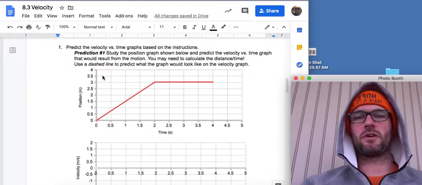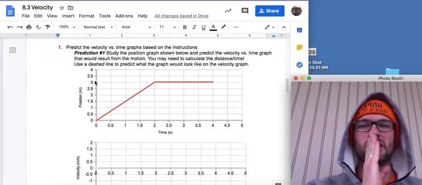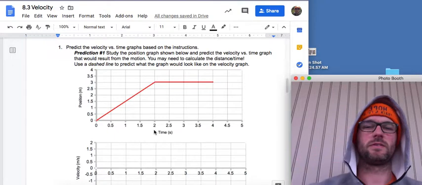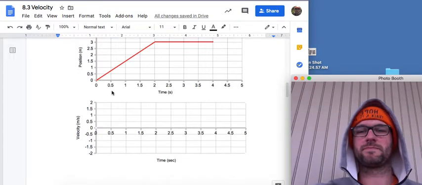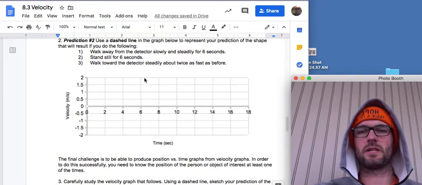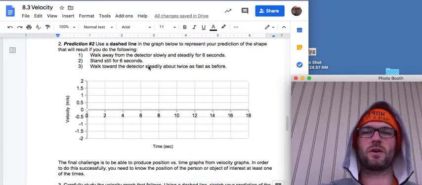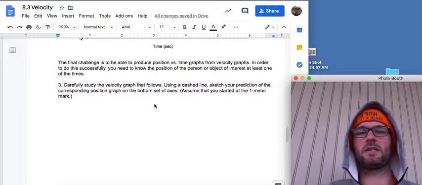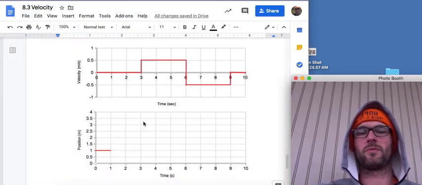You have to try and figure out, what's the velocity here? I'll give you a hint. Divide the distance by the time, and you can figure out what the velocity should be for this line. It's asking you to draw on this graph what you think the velocity graph would be. You scroll down and it says, here's some written description for walking away, standing still, and then walking toward. What would that graph look like on this velocity graph? And then, last but not least, carefully study the velocity graph right here and draw the position time graph.